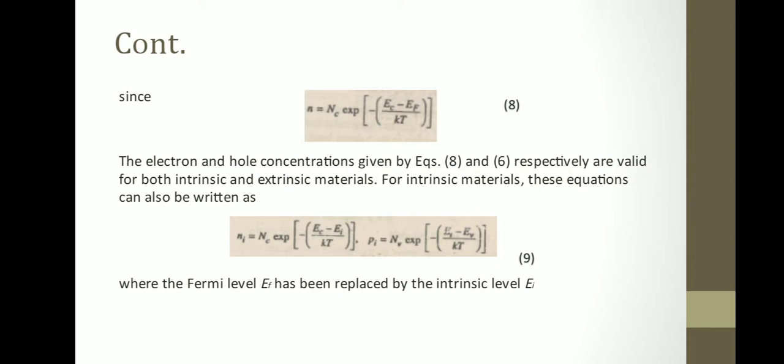The electron and hole concentrations by equation 8 and previous equation 6 respectively are valid for both intrinsic and extrinsic materials. For intrinsic materials, these equations can also be written as ni = Nc, because for intrinsic semiconductors, electron and hole concentrations are approximately equal. ni = Nc exp(−(Ec − Ei)/kT).